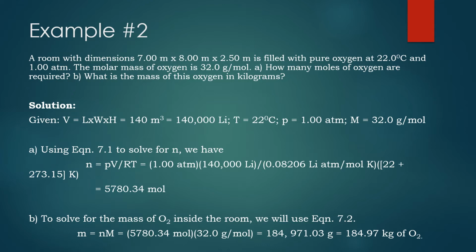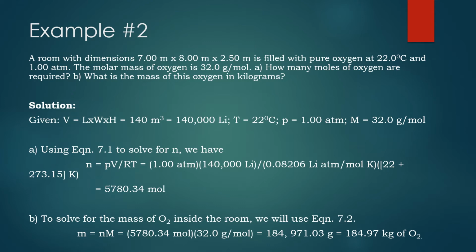To solve question A, we will use equation 7.1. We have n equals PV over RT equals 1 atmosphere times 140,000 liters divided by 0.08206 liter atmosphere per mole Kelvin times 22 plus 273.15 Kelvin. And this will give us the number of moles of oxygen equal to 5,780.34 moles.